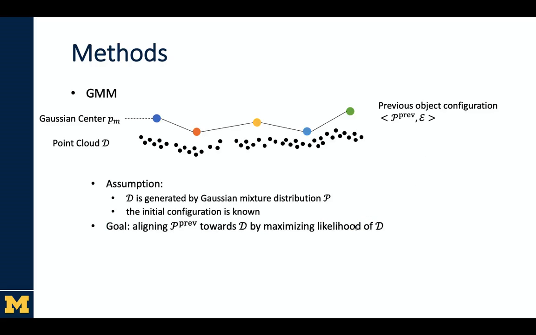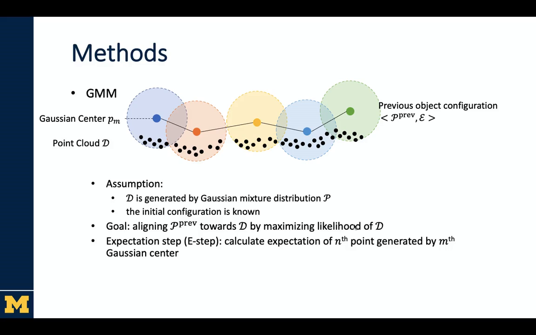We frame deformable object tracking problem as a GMM problem. In other words, we represent the deformable object as a Gaussian mixture model. P is a set of Gaussian centers, and P_m is the element of P. E here represents edges connecting those points. We assume that the point cloud we observe is generated by the underlying Gaussian mixture distribution P. We also assume that the initial configuration is known. Therefore, tracking the deformable object problem is converted to a point registration problem. We would like to align previous object configuration to current observation by maximizing likelihood of D.